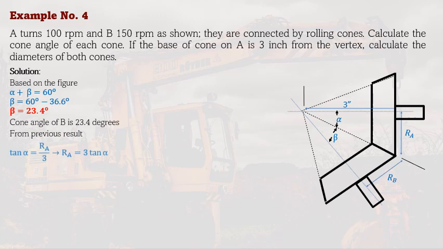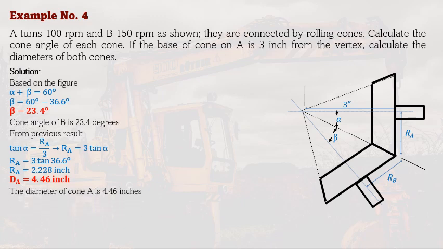From the previous result, we know that tan alpha is RA over 3. Rearranging that, RA is equal to 3 tan alpha. Since we already have the value of alpha, we can get RA. RA would be 2.228 inches. Since we have RA, the diameter of cone A is 4.46 inches. The diameter of cone A is 4.46 inches, and we are going to use that later when we calculate the diameter of cone B.